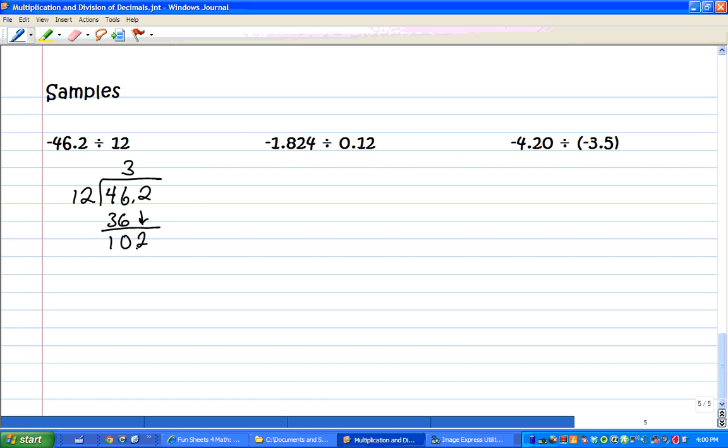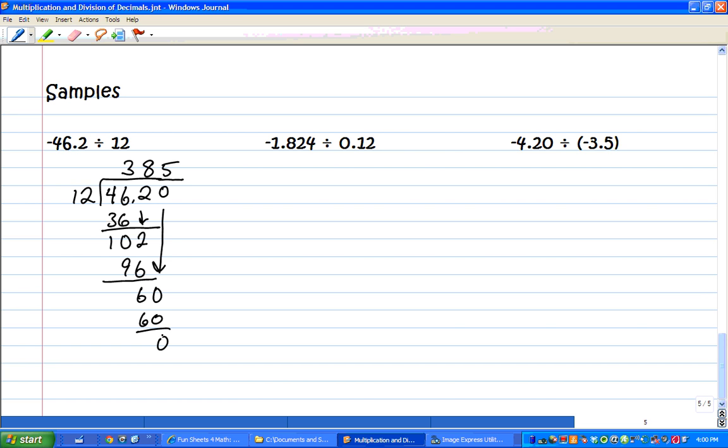Now, 12 goes into 102. Oh, no, how many times? 8 times. 8 times 12 is 96. And we'll subtract, 102 minus 96 is 6. We're not done here. We don't do remainders, okay? What we're going to do is we're going to add a 0 and bring that down. Now, 12 goes into 60. How many times? 5 times. 5 times 12 is 60.